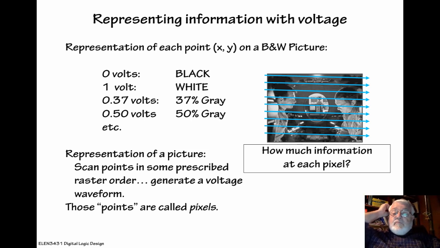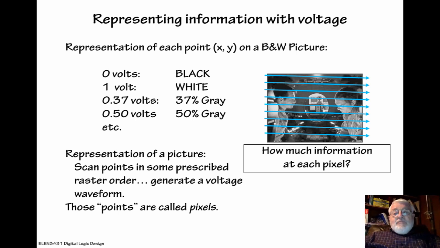The raster is that pattern of blue lines that I've got on there. You start up in the upper left-hand corner and scan across. Imagine looking at the first line of pixels, which is that first row, then the next row, and that makes a continuous set of pixels, and we do that in time. That's called a raster scan, and that will generate a voltage waveform.